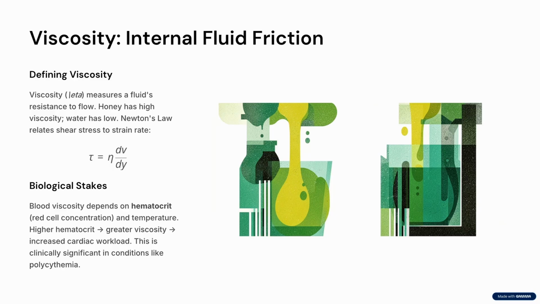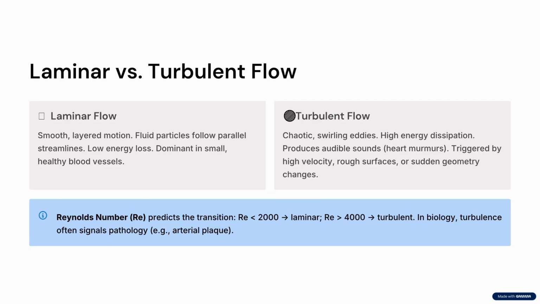That internal friction dictates not just how hard the heart works, but how the fluid physically moves. Which brings us to the slide comparing laminar and turbulent flow. When we look at small, healthy blood vessels, we see laminar flow. The slide uses a nice green color scheme to indicate healthy, normal function here. Okay, so what does laminar flow look like? It's smooth, highly layered motion. The fluid particles follow perfectly parallel streamlines, sliding past each other cleanly with very little kinetic energy lost to internal friction.